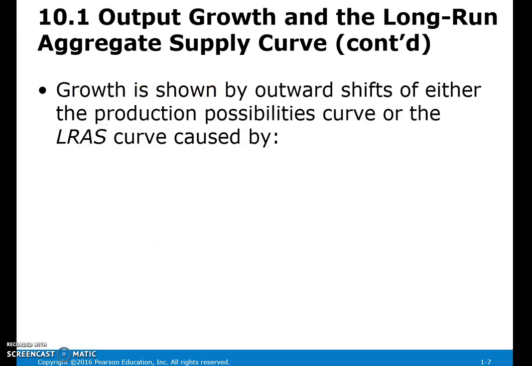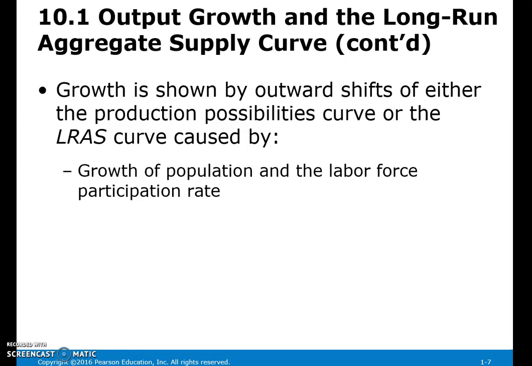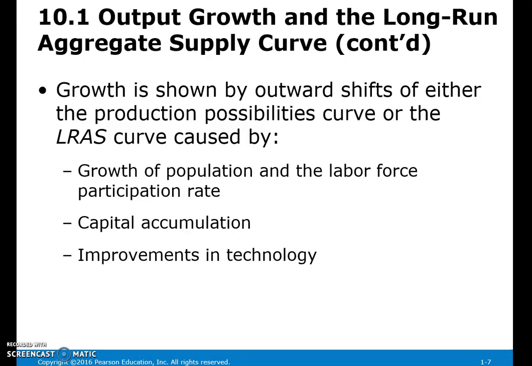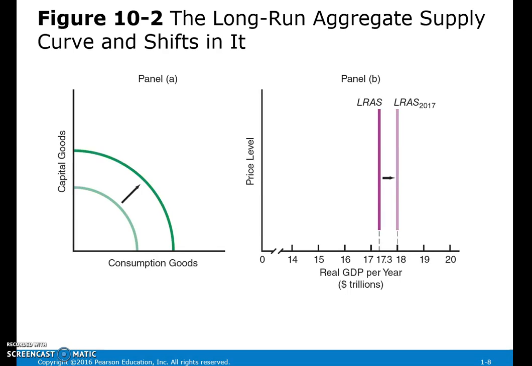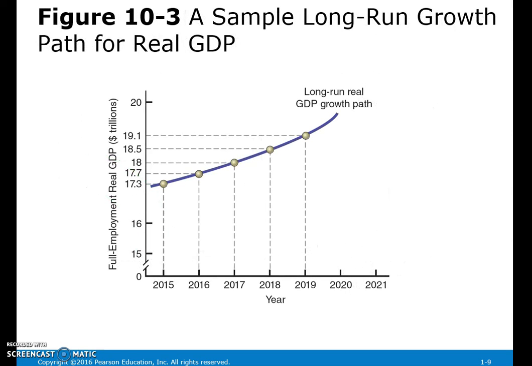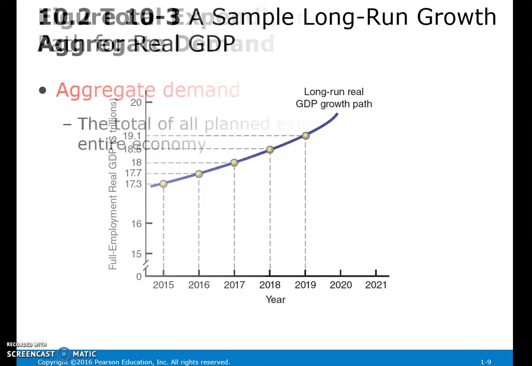Growth is shown by outward shifts of either the production possibilities curves or the long-run aggregate supply curve caused by things like growth in population and labor force, if you remember from the previous chapter. Capital accumulation, or the growth of capital from the previous chapter, and improvements in technology as well. On the left we have the production possibilities curve shifting out, and on the right we have the long run aggregate supply curve shifting out. Here's an example of long run real GDP growth on some growth path.